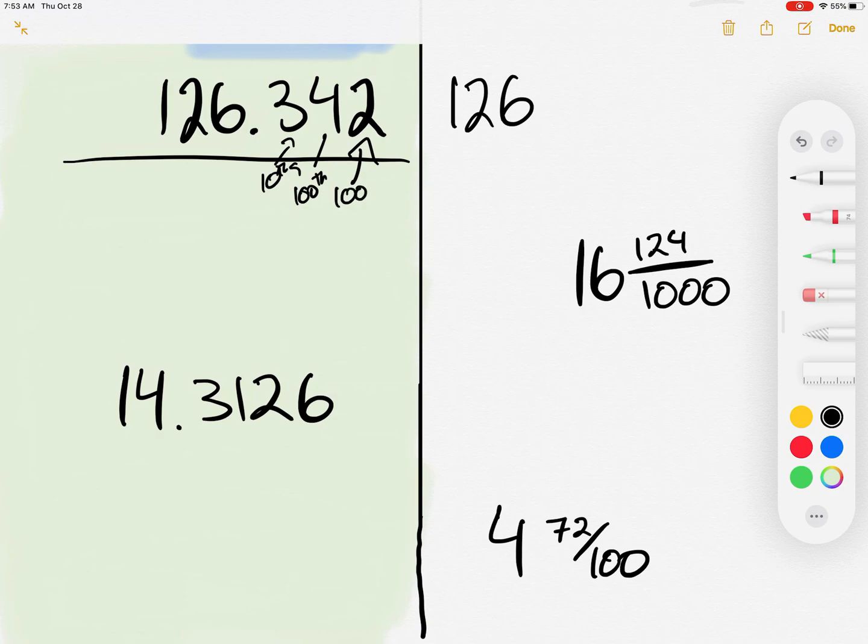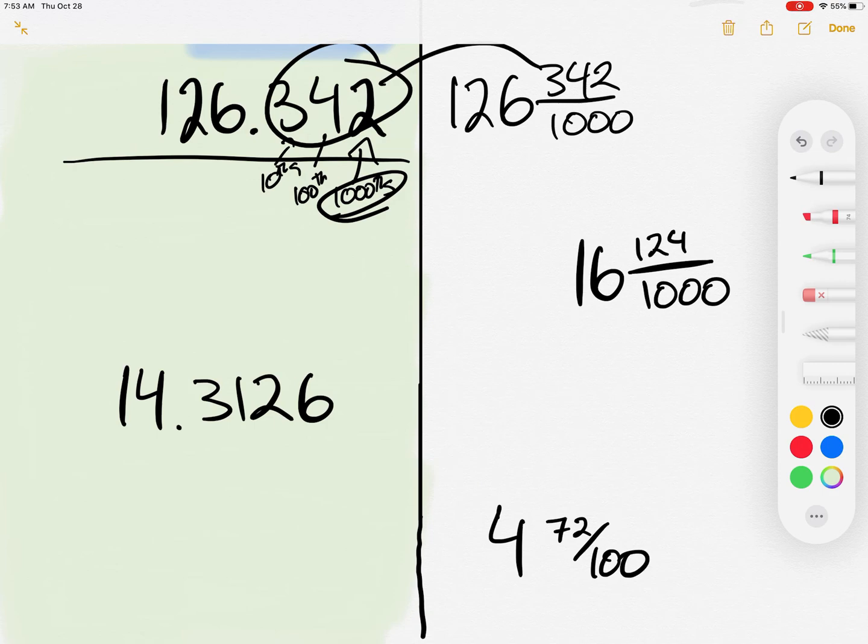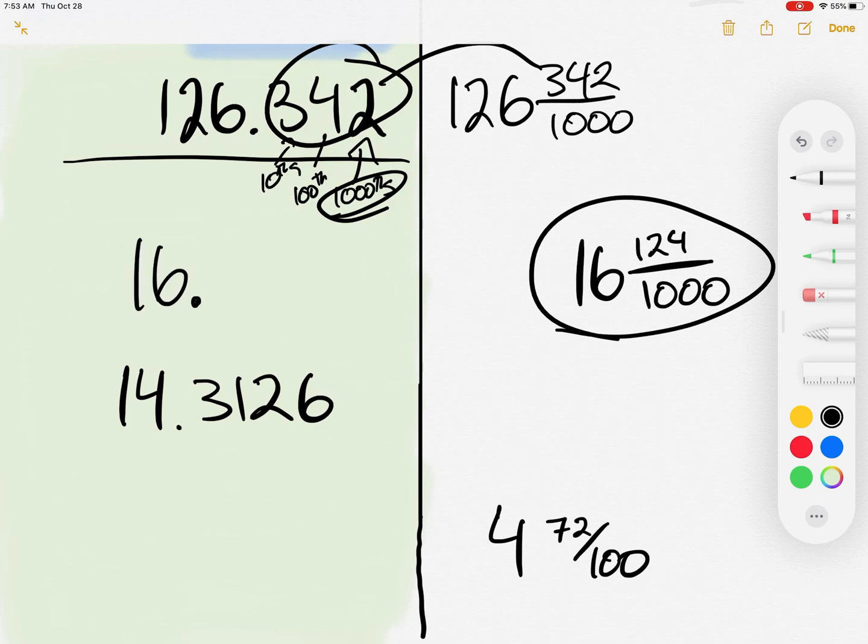This is thousandths. Do we panic? No, that becomes how much it's out of. 342. You just put that number on the top. This one tells me 16 and 124 thousandths. The third digit is thousandths. Notice how it has 3 zeros. 3 zeros. That tells me how many decimal places I have.